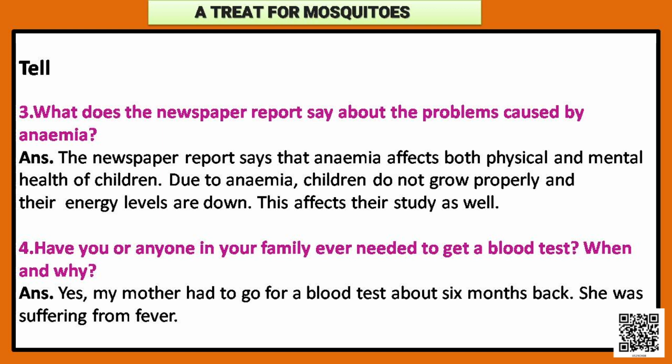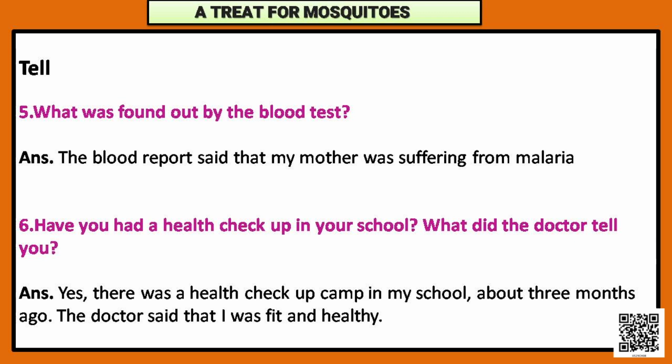Here is another question for you. What was found out by the blood test? Here in the answer it is written, the blood report said that my mother was suffering from malaria. You could find out whatever was there in your blood test report and you could mention the same disease.